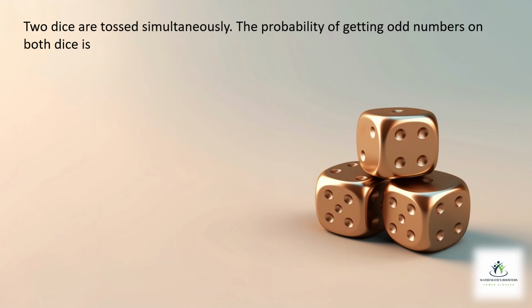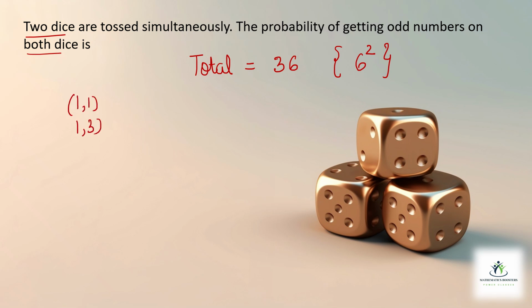Next, 2 dice are tossed simultaneously. So we have total 36 outcomes. How? There are 6 faces and we are tossing 2 times. That is why 36. The probability of getting an odd number on both the dice. Odd number on both dice. That means 1 1, 1 3, 1 5.